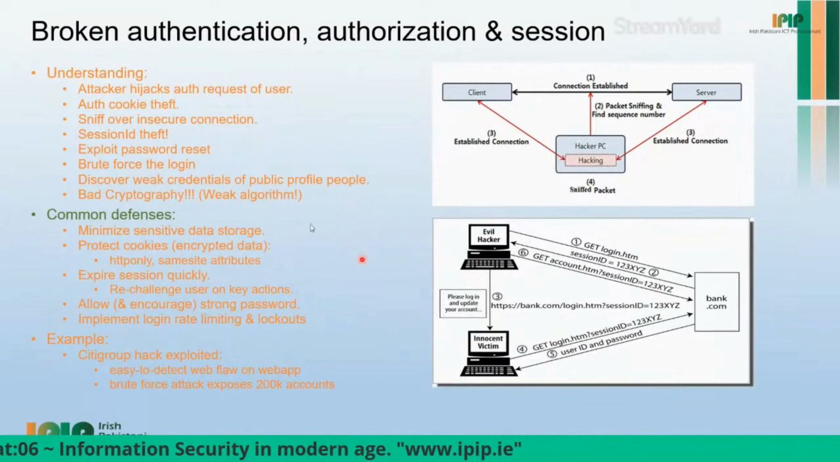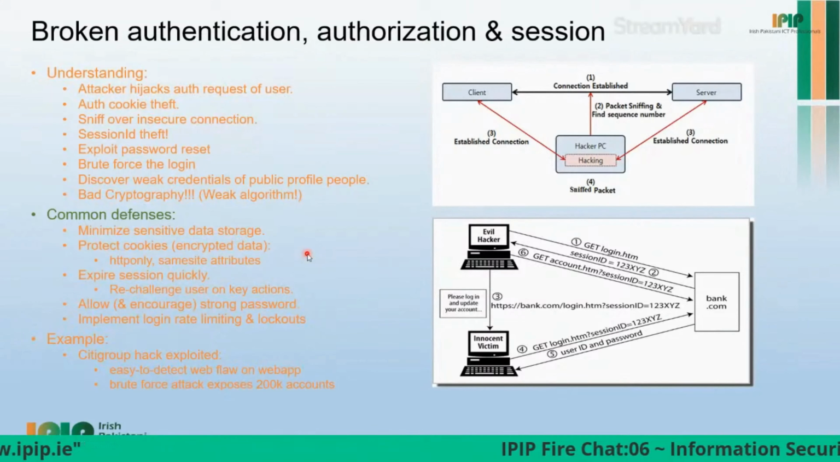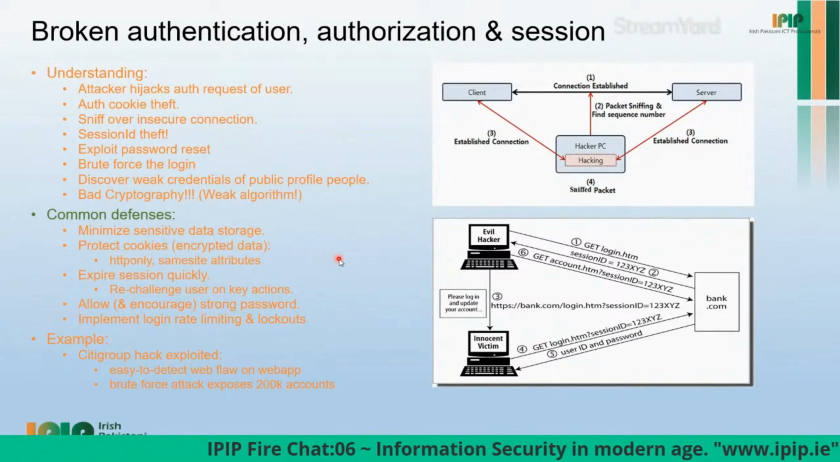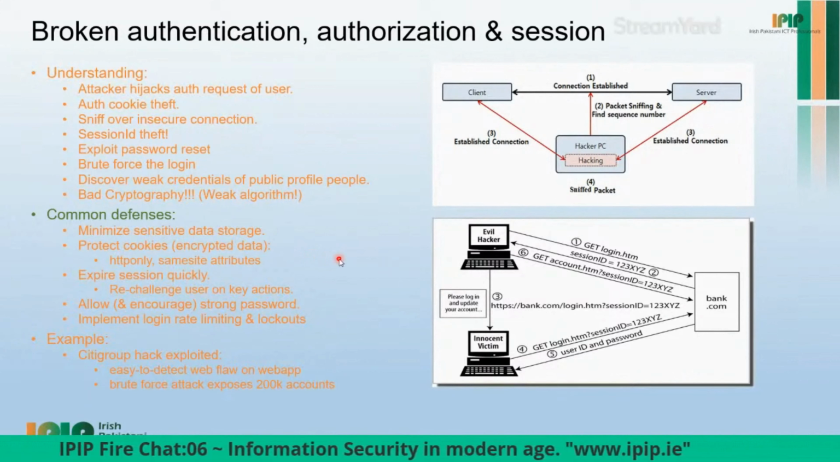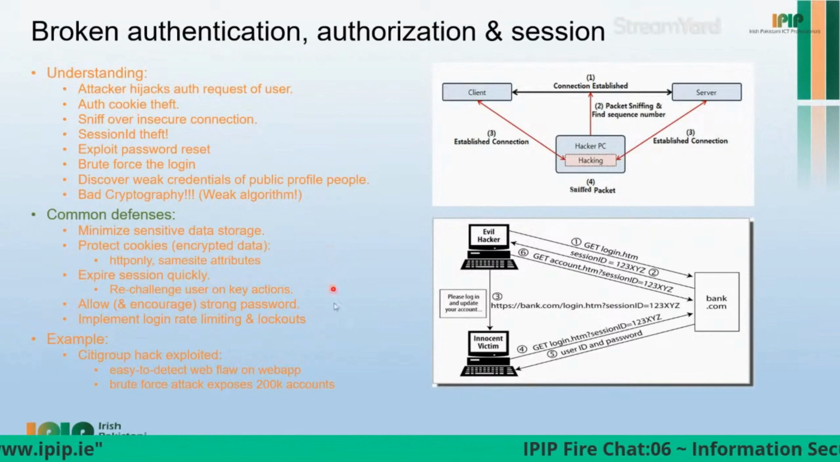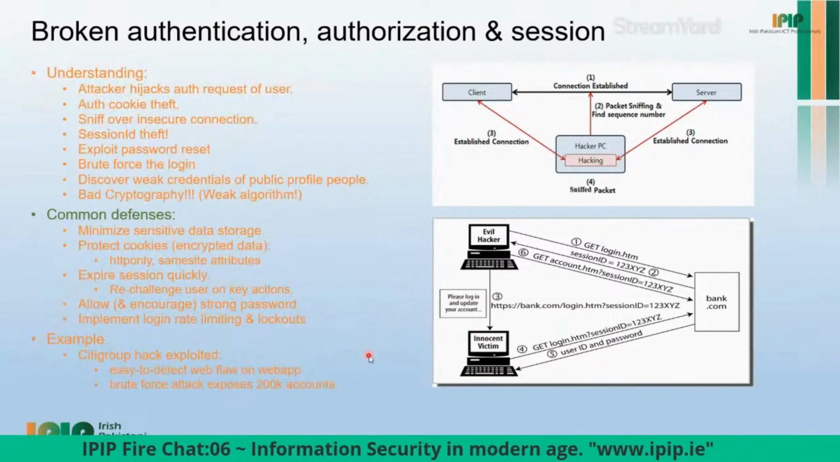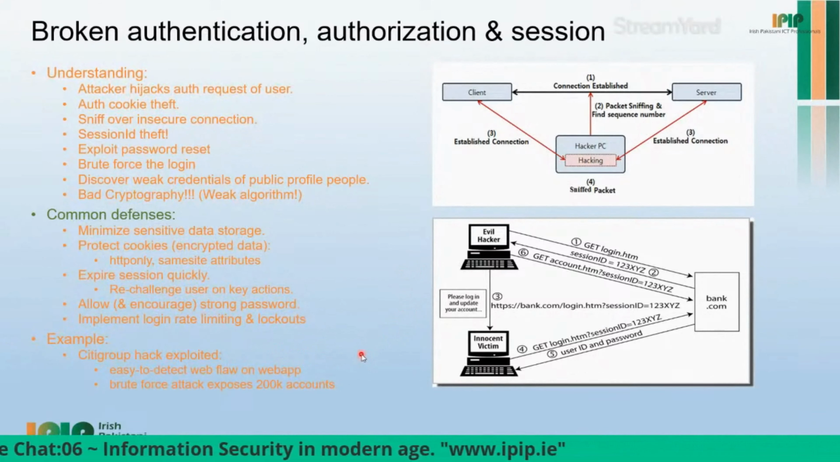Common defenses are to minimize sensitive data storage, protect and encrypt your cookies, expire sessions quickly, challenge users on key actions, allow and encourage strong passwords, and implement login rate limiting and lockouts. A common example was the Citigroup hack. There was an easy to detect web flaw in the web app, so a brute force attack exposed 200K accounts.